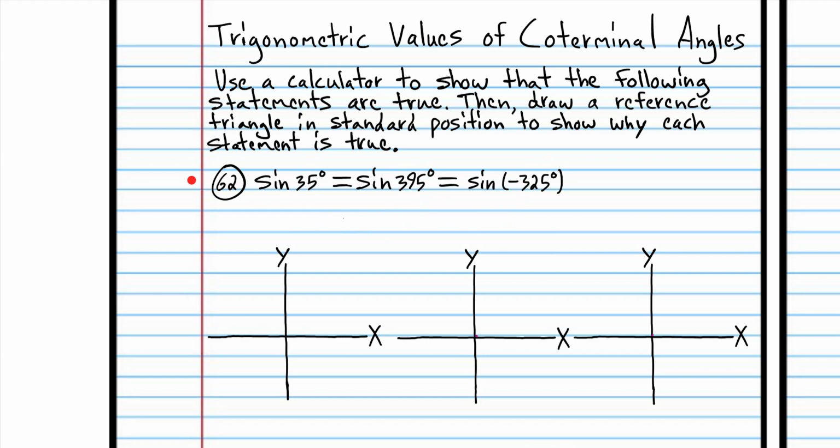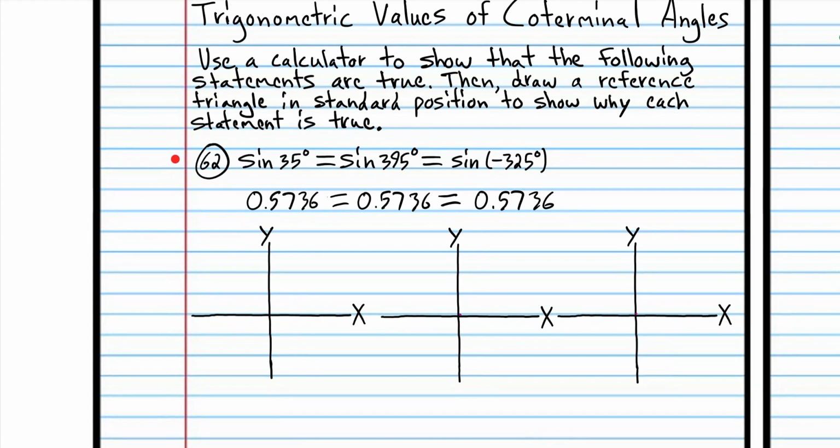Sine 35 degrees, according to my calculator, is 0.577. Actually, 0.5736. And now let's calculate sine 395. According to my calculator, we have the same number. And now let's calculate sine negative 325, and according to my calculator, again, we get the same number. So why is that?